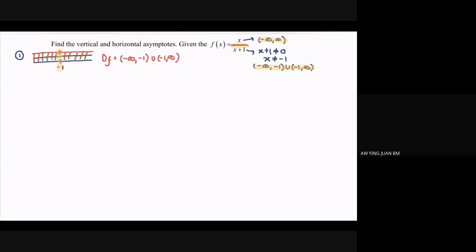Step number 2, we're going to find the vertical asymptote. So step number 2, the vertical asymptote would be x is equal to negative 1. How to determine the vertical asymptote? By referring to the domain, and here we have the situation, meaning that negative 1 is not included, so that would be the vertical asymptote.